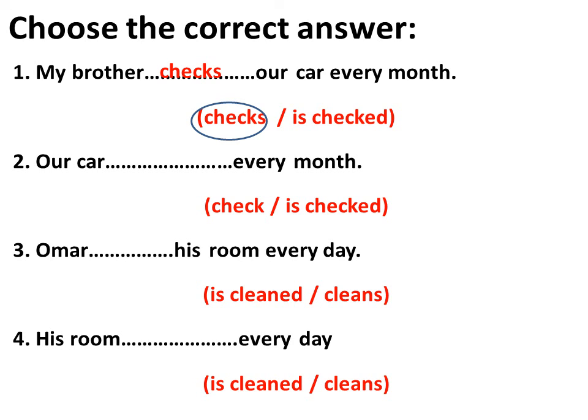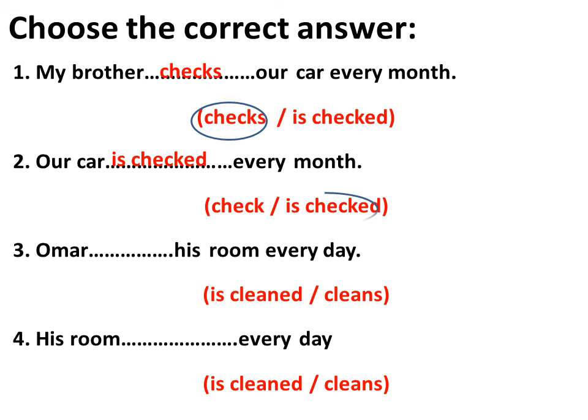Number two, our car every month. What happens to our car? It's an object. Very good. So we should say our car is checked every month. We don't care who checks it.